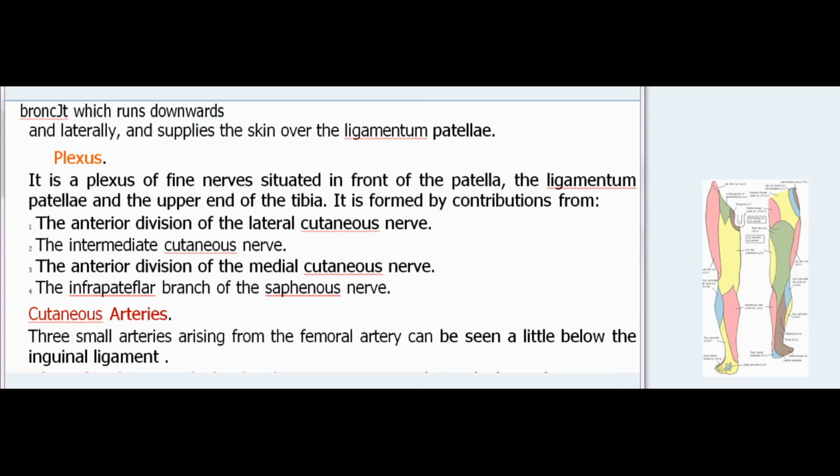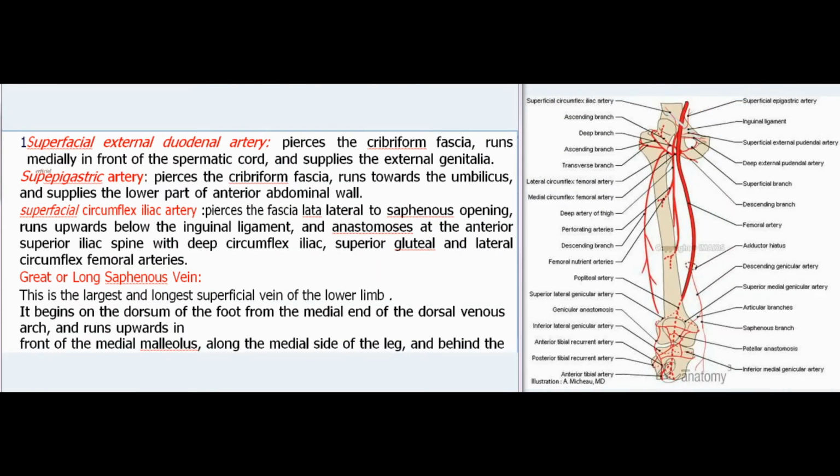Cutaneous arteries. 3 small arteries arising from the femoral artery can be seen a little below the inguinal ligament. 1. The superficial external pudendal artery pierces the cribriform fascia, runs medially in front of the spermatic cord, and supplies the external genitalia.